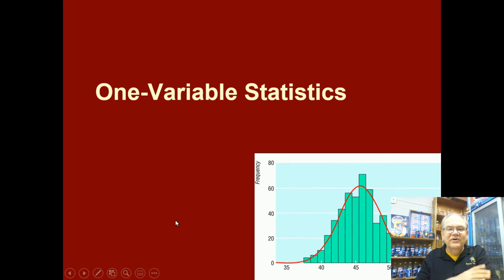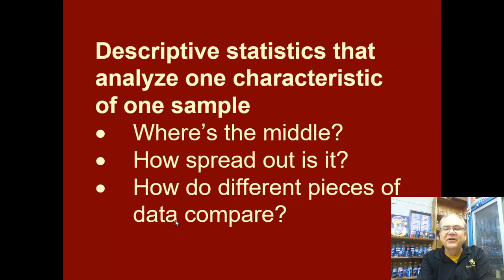Okay, starting today, we're going to be looking at one variable statistics, which is what chapter 3 in your book happens to be about. And we've already talked a little bit about the idea of descriptive statistics and the fact that what you're doing is analyzing data, describing what a sample looks like, figuring out where's the middle, how spread out is it, and how does one thing compare with other pieces of data. We're going to be looking at all of those things today, and in the process, we're going to be learning how to use your calculators efficiently.